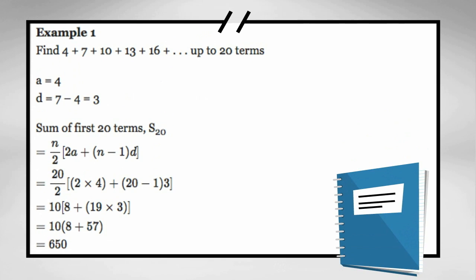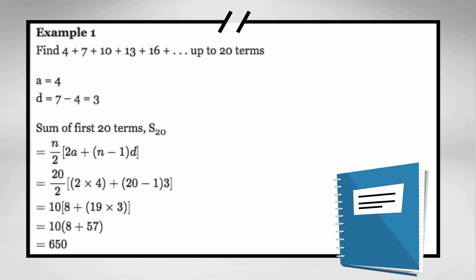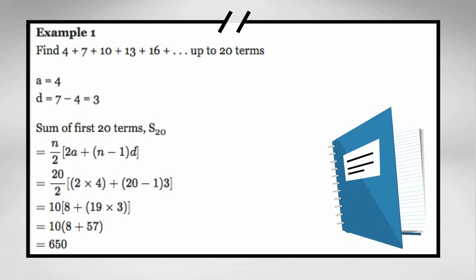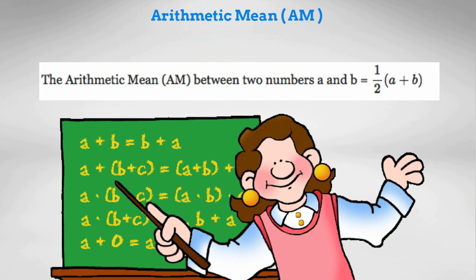And here is an example. Find 4 plus 7 plus 10 plus 13 plus 16 and so on up to 20 terms. So now here a is equal to 4 and d would be 7 minus 4, which is 3. Now sum of first 20 terms, S20, would be n by 2 bracket 2a plus n minus 1 into d bracket close. And by solving this equation, we get the final answer as 650. Now what is arithmetic mean, AM? The arithmetic mean between two numbers a and b is equal to 1 by 2 into a plus b.